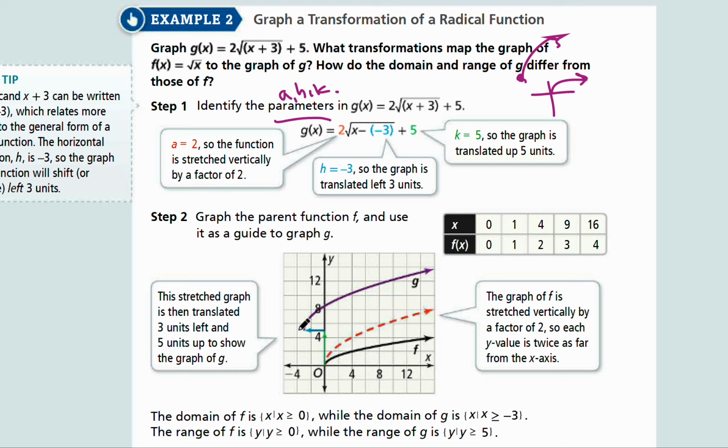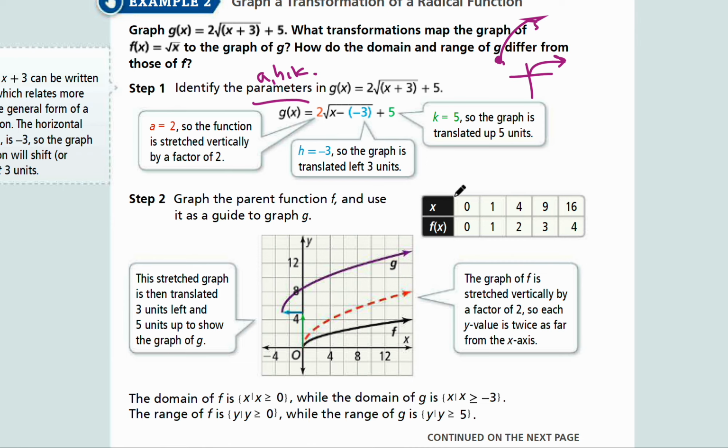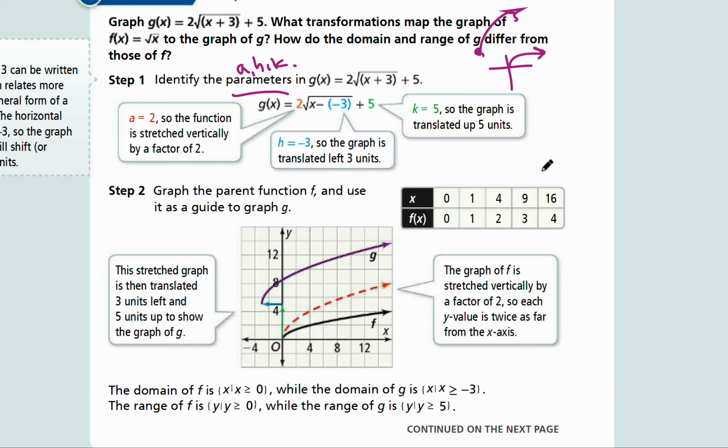And so how did the domain change? Domain changed from all numbers greater than or equal to 0 to everything greater than or equal to negative 3 instead, right? So the translation, your h, is going to change your domain. Then your k is going to change your range. So the range now is anything greater than or equal to 5 instead of anything greater than or equal to 0, right? So that's the change of domain and range. And we already know how to say the transformations, right?